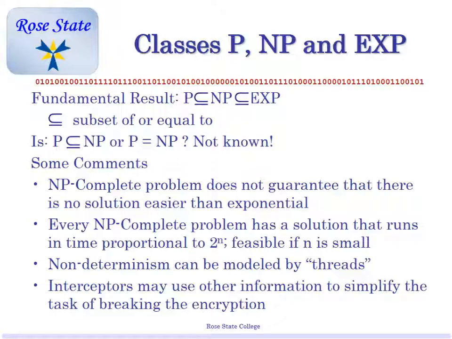Fundamental result, it says polynomial functions might be a subset of NP, which might be a subset of EXP, but we're not positively sure at all times. It's not always true. It says NP complete problems do not guarantee that there is no solution easier than EXP. So an NP complete problem might become exponential. And every NP complete problem has a solution that runs in time proportional to 2 to the n, where n is small. In other words, it could still take time.